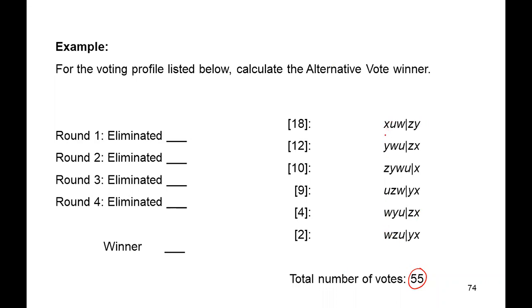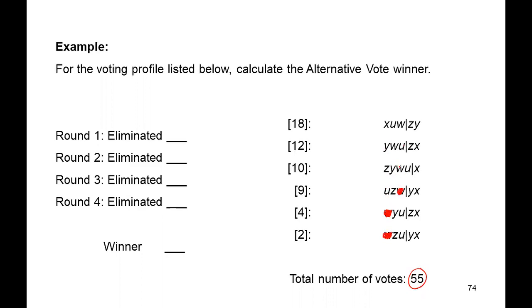Well, no, because we know that the greatest number of votes was for X, 18, and it is less than 28. 28 is the minimum majority if we have 55 voters. So we need to eliminate the weakest candidate. Now, who is the weakest? According to the first votes, X 18, Y 12, Z 10, U 9, and W has 4 plus 2, 6. So W gets the smallest number of first votes, and W is the weakest candidate according to this procedure.